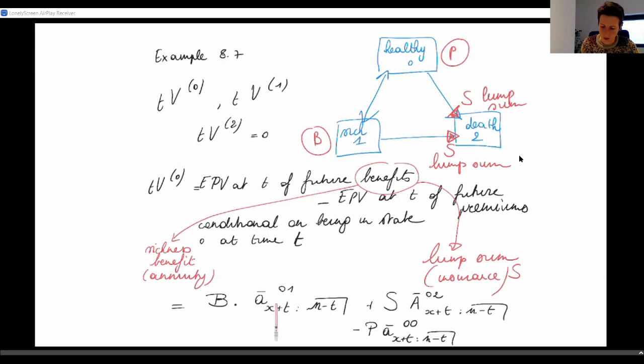Okay, so as you can see here, I'm in state zero, I'm in state zero, and I'm in state zero. And then I'm going to see, okay, I need to pay the sickness benefit while I'm in state one. I need to pay the benefit S, the lump sum, if I make the transition from state zero to state two. And I will receive premium income while I'm in state zero. Okay, so that's how you do it. That's how you put things together.